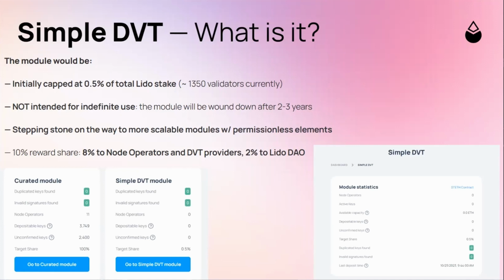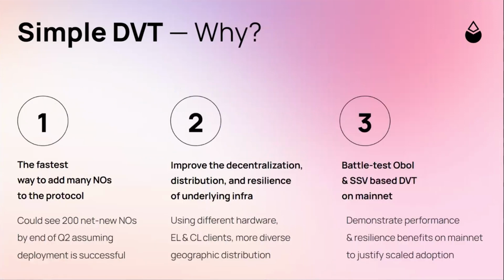In terms of the reward share, it would look very similar to the curated module. Stakers would receive 90% of the rewards. There would be a 10% reward share that is split between 8% going to the node operators that are participating in the DVT providers, and then 2% to the protocol. And so we'll talk about that going forward as well.